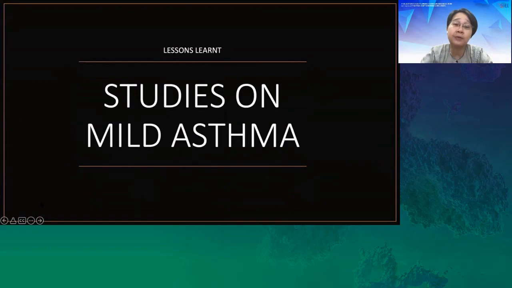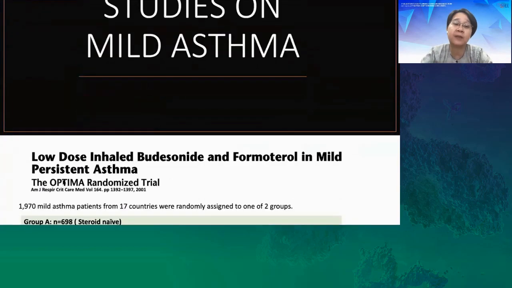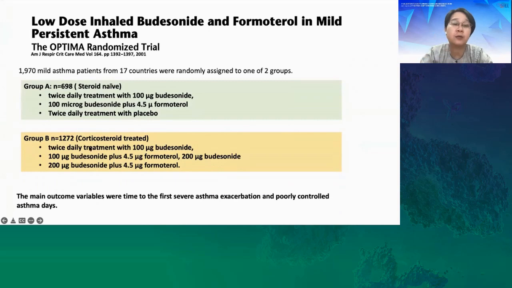So let's go on to some of the lessons learned on studies of mild asthma. The first trial that I would like to share would be the Optima trial, which was published in 2001. And this was a study involving 1,970 mild asthma patients from 17 countries. And group A was in terms of the steroid naive, and they actually had 3 arms. One was the very low dose budesonide. The second was budesonide together with formoterol, and the third was the placebo.